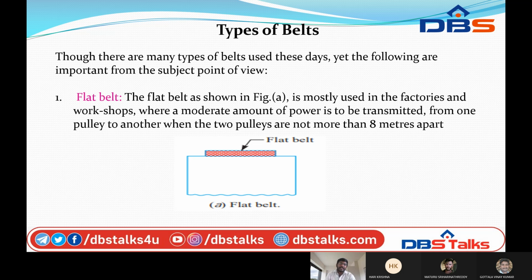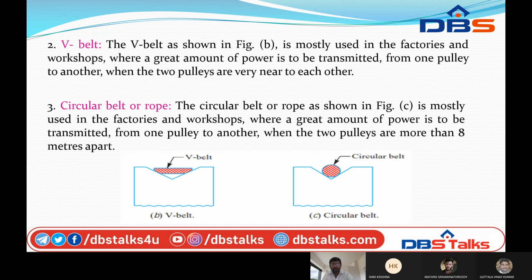So the next belt is the V belt. The V belt, as shown in the figure, is mostly used in factories and workshops where a great amount of power is to be transmitted from one pulley to another when the two pulleys are very near to each other. So we can see the diagram.